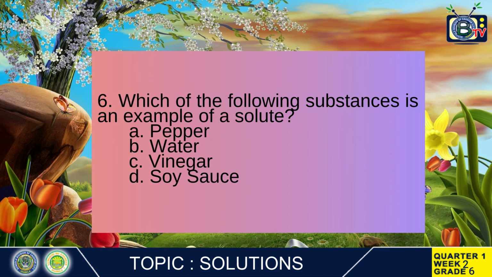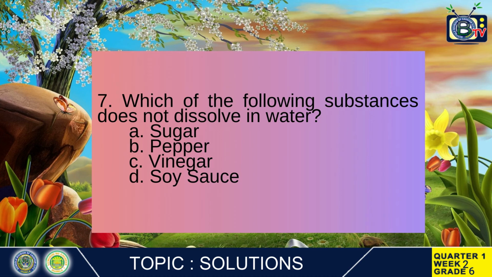Number 6. Which of the following substances is an example of a solute? A. Pepper, B. Water, C. Vinegar, D. Soy sauce. Number 7. Which of the following substances does not dissolve in water? A. Sugar, B. Pepper, C. Vinegar, D. Soy sauce.